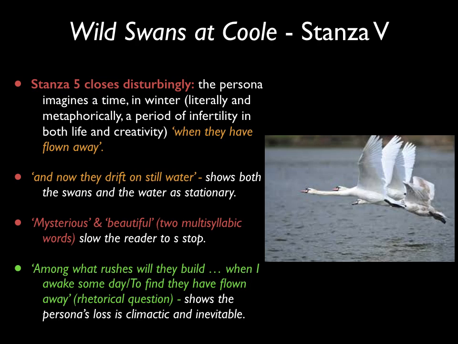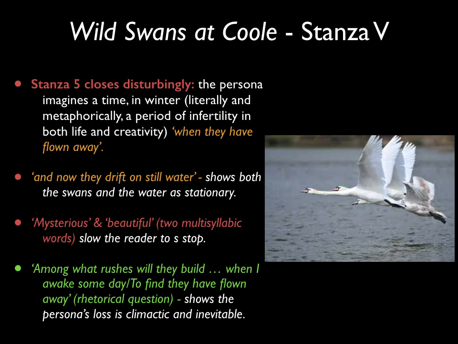As you see that picture of the flying swans on the right there, Yeats sees the swans carrying both his life and his poetic creativity away with them when they fly off. In fact, those elements of him have left him and flown away. When the swans leave Yeats and fly off, they take with them the ideas of youth and the symbolism of creativity. And now they drift on still water shows both the swans and the water as stationary. They just drift. They're present for the moment, but can easily be moved and easily move on.